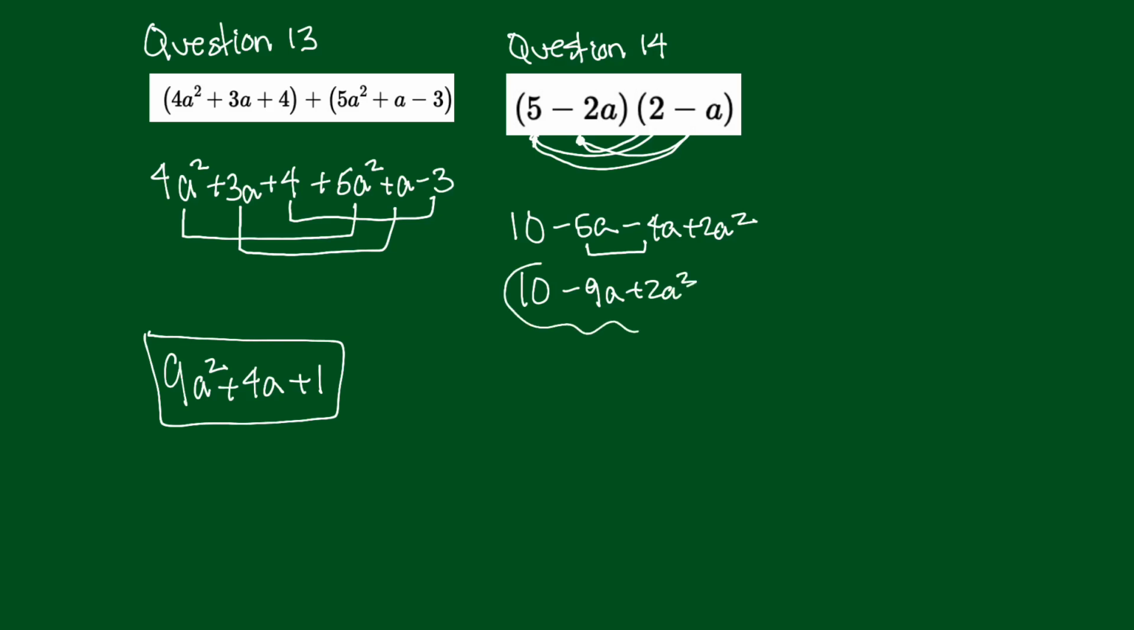Now, this is okay. But if you like to write it in standard form, you would write the highest degree first. That's a 2. You know, it doesn't really look like a 2 the way I wrote it, but it's supposed to be a 2. So I'm going to take the highest degree term first. So I'll write 2a squared. So descending order: 2a squared minus 9a plus 10. I think that's probably a better way to write it.